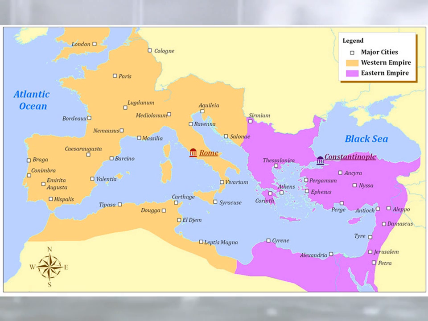This map shows you how Diocletian divided the Roman Empire into 2 different units. Everything that's in the dark yellow is the Western Roman Empire, including Rome and the Italian peninsula. Everything that's in purple is the Eastern Roman Empire, and you can see that's more towards Asia. That includes Greece and parts of North Africa and the Middle East today.